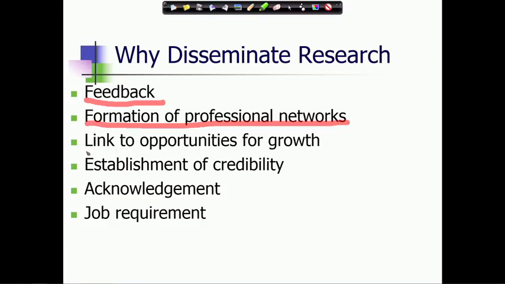The third reason for disseminating research is the link to opportunities for growth. So, why do we need opportunities for growth? You're sitting in your own college, institute, doing your own work. Great, fantastic. But when you share your research, somebody sitting in some far off corner of the world picks up your research and says, hey, you want to do something together? I've had this experience and it's amazing when somebody you never knew about, or somebody you had only thought about, reads up your paper and says, hey, you're doing something great. And they say, why don't you come and join me?